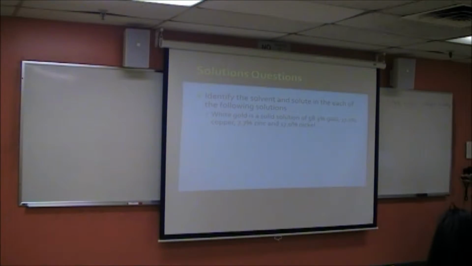Let's take some questions. Identify the solvent and the solute in each of the following. White gold is a solid solution of 58.3% gold, 17% copper, 7.7% zinc, and 17% nickel. The solvent will be the gold, and the solute will be zinc and nickel. The rest of them, all of the remainder, the copper, zinc, and nickel, all of these are your solute. So everything besides the solvent is solute. Yes, the least amount.